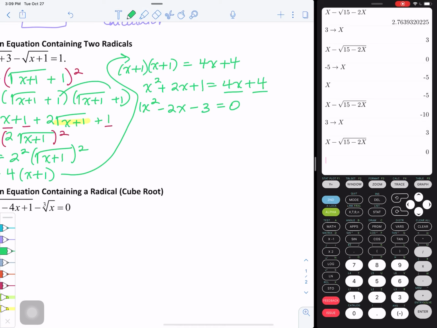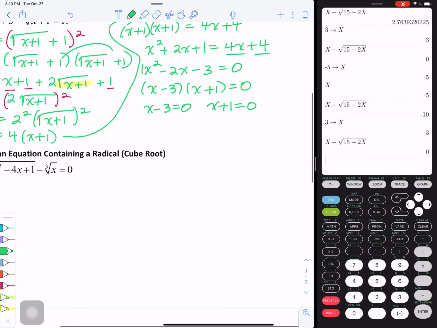Again, I have a leading coefficient of 1. I'm in good shape for factoring. So we have x minus 3 multiplied by x plus 1 equals 0. So using my zero factor property, either x minus 3 or x plus 1 equals 0. So x is equal to 3 or x is equal to negative 1.